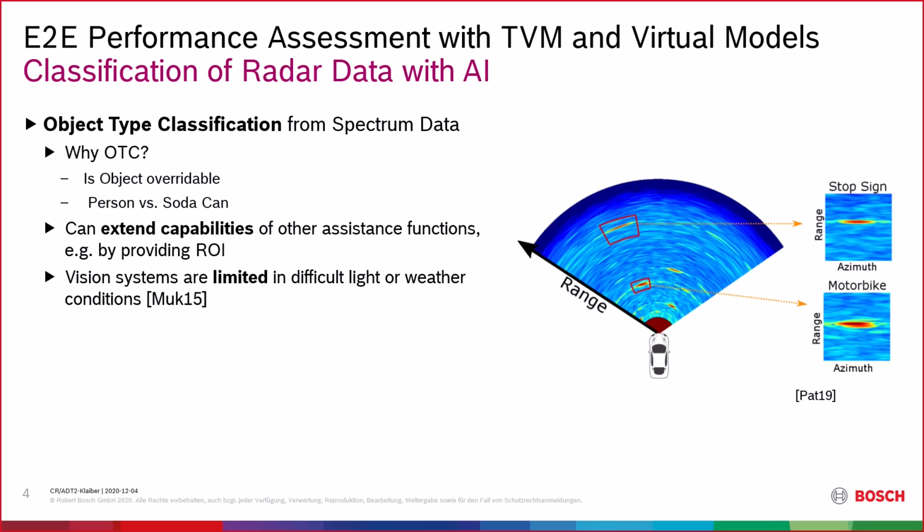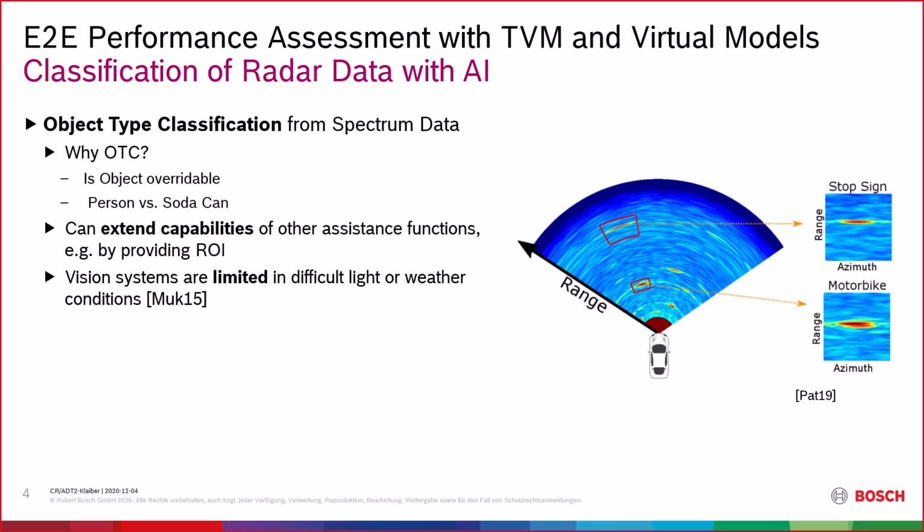So you can have further information besides, oh, there are two objects in my way. Using object type classification, you can answer questions like, is the object overridable, or tell the difference between a person and a soda can. This is a highly relevant question to extend capabilities of other assistant systems, for example, by providing a region of interest. For example, to tell the vision system, have a closer look at this region, which is highly relevant in difficult situations like difficult lighting conditions or difficult weather conditions.